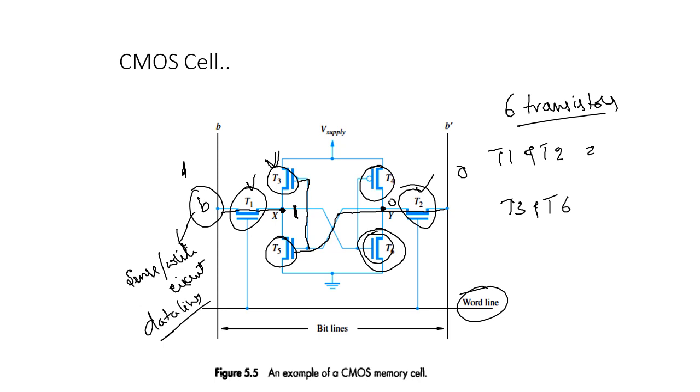If you want to read the data, the same process continues, only the difference is with respect to the sense and write circuit. In one case, during the read operation, the sense and write circuit senses the data that is present in the bit line, whereas in case of write operation, the sense and write circuit writes or loads the data into the bit line. That is the only difference. This is how a CMOS cell of SRAM works.